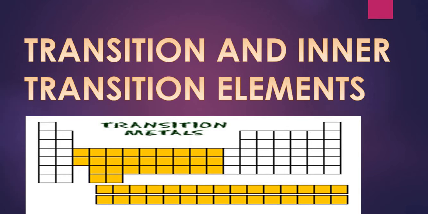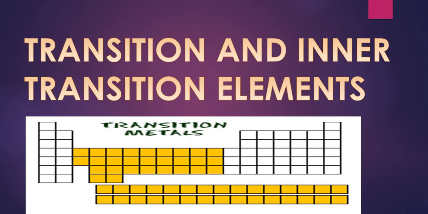As per the IUPAC convention, a transition metal atom has an incomplete d subshell, or you can say it gives a cation with an incomplete d subshell. They exhibit properties which are intermediate between s and p block elements. The transition elements of the modern periodic table are from group 3 to group 12, and the periods where they are situated are period numbers 4, 5, 6 and 7.